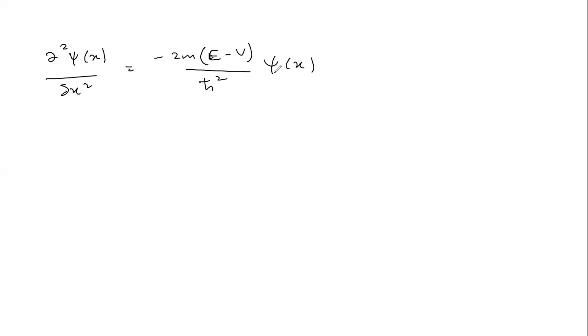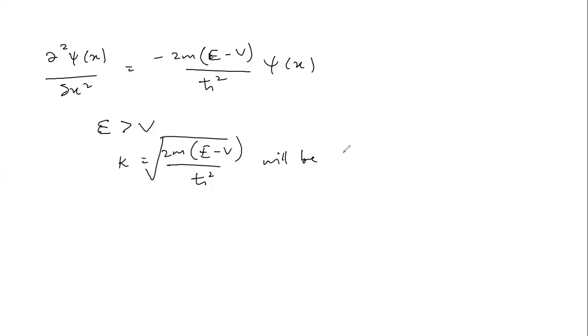So in the quantum well, the energy is larger than the potential, okay? So it means that E is greater than V. So that k, which is a wave number, is the same as 2m, E minus V over h cross squared, all squared. This will be a positive value, okay? Okay, perfect.